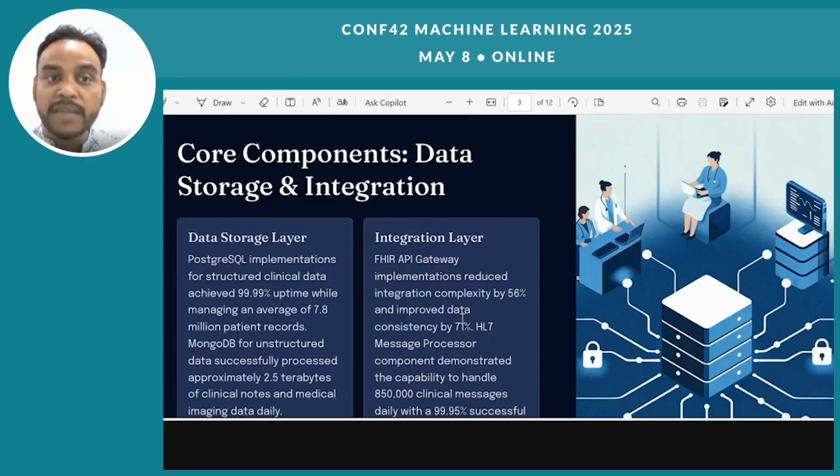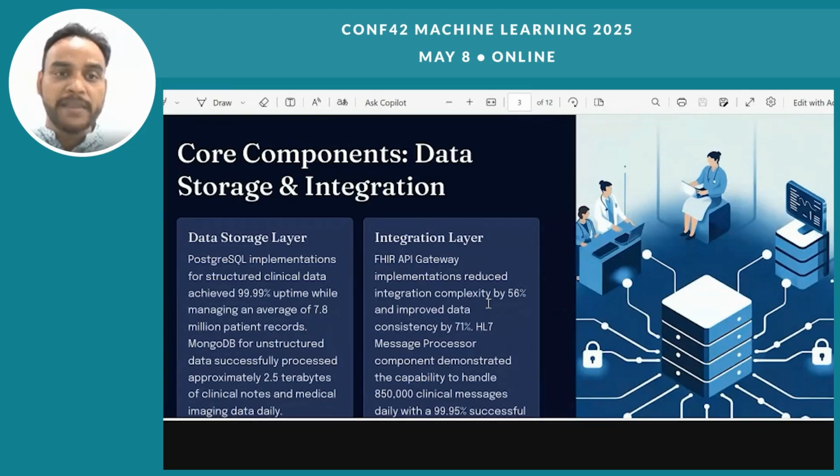The study reveals that facilities utilizing MongoDB for unstructured data can also improve retrieval time. The cloud-based system reduced storage cost by 63% while maintaining retrieval times under 200 milliseconds. That is what is going on because it's a huge amount of data. If you talk about the integration layer, FHIR gateway implementation reduced integration complexity by 56% and improved data consistency by 71%.